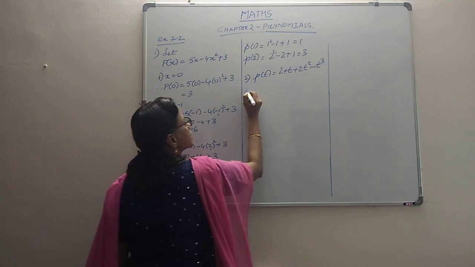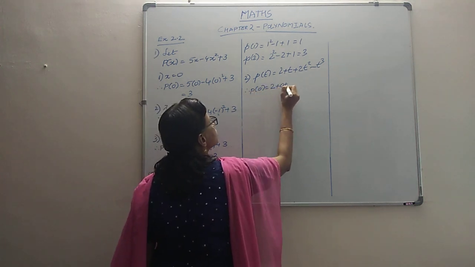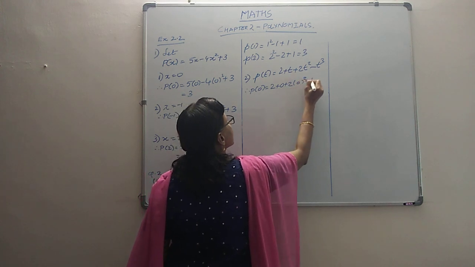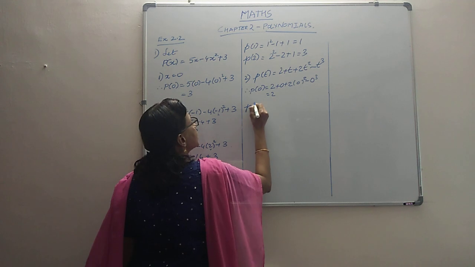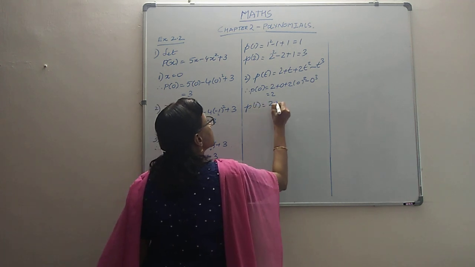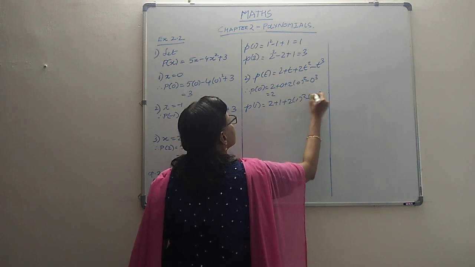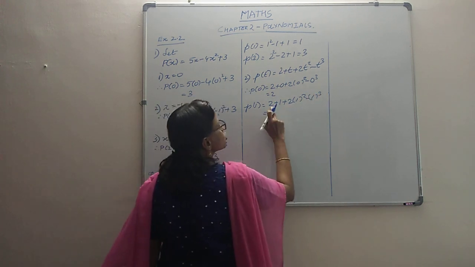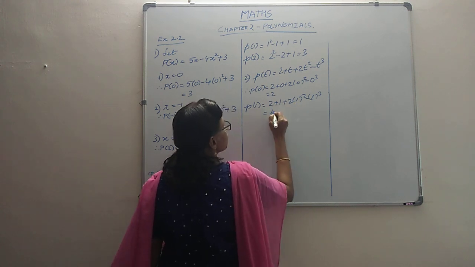Right away we can start with p of 0. P of 0, wherever t comes, there we are putting all zeros. So like that we are able to get the answer. This is going to be just the 2 because everything else is getting eliminated. Then we have p of 1, wherever t comes, there we are putting 1. So like that we get to know that this is 2 plus 1, 3. 3 plus 2 it's 5 and 5 minus 1 it's 4.